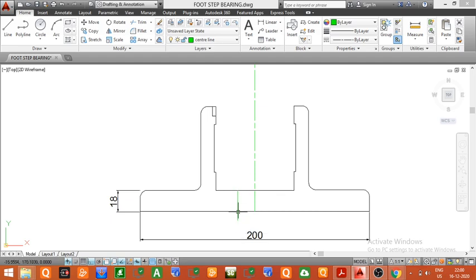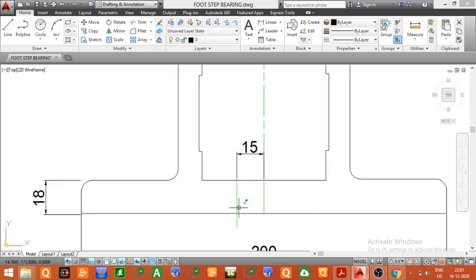So this is the center of the hole. This line represents the center of the hole, and it is at a distance of 15 mm from the center of the body. If I check this dimension, you can see we show the dimension here, 15 mm. So the center of the hole will be at a distance of 15 mm from the center of the body. Now we will draw the hole.